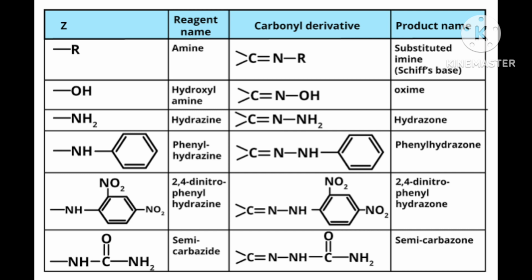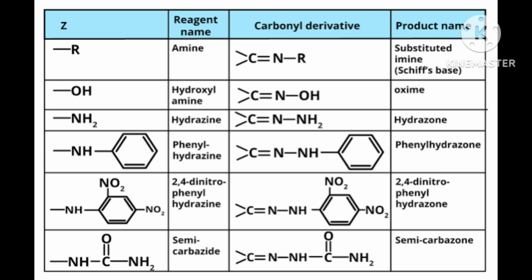But remember, in NH3, one H is replaced with Z. Always remember, one N is already there, then in the place of H, NH2 is there. When NH2 is in the place of H, it is called hydrazine. That's why the product will be known as hydrazone. In the place of Z, now you have written NH2, hydrazone.